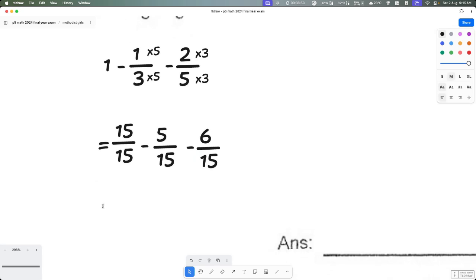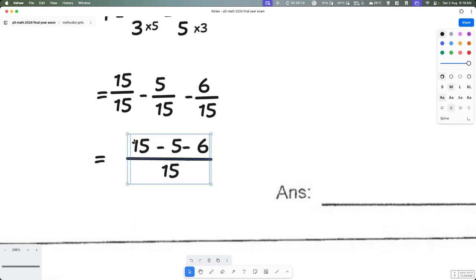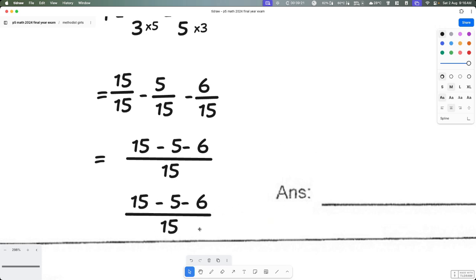From here, since all the denominators are the same, we can put 15 in the middle. 15 minus 5 minus 6 is basically 15 minus 11. So this is equal to 15 minus 11.